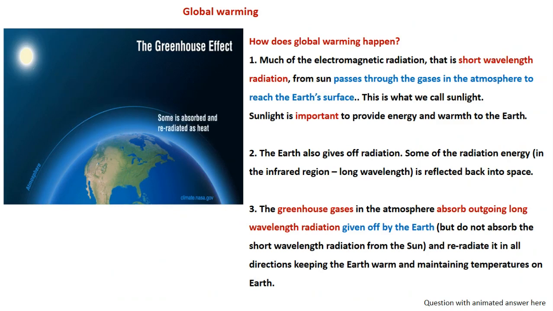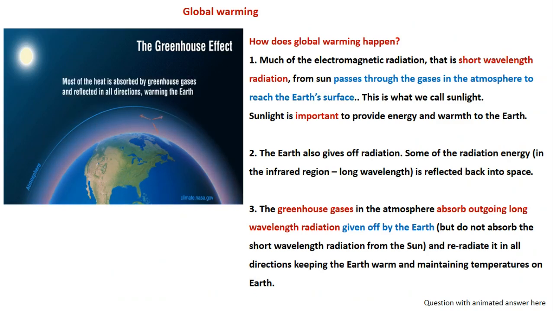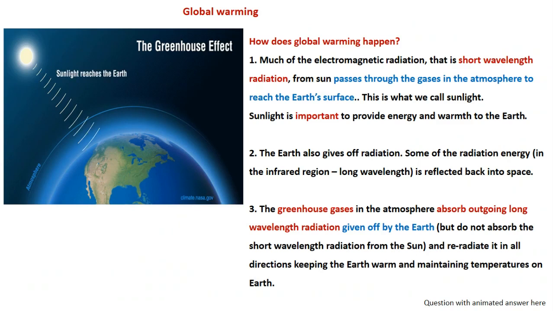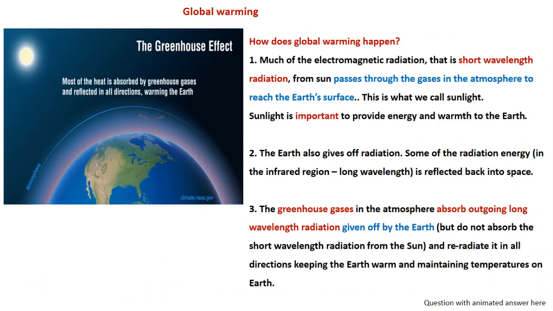Number 3, the greenhouse gases. As this long wavelength radiation is being given off by the Earth, the greenhouse gases in the atmosphere absorb this long wavelength. And when they absorb it, they re-radiate it in all directions, keeping the Earth warm and maintaining temperatures on the Earth.